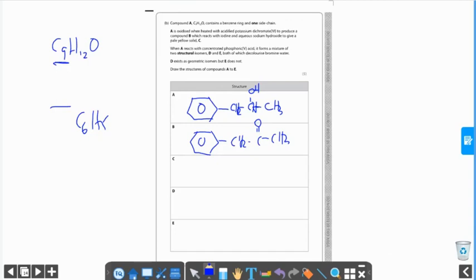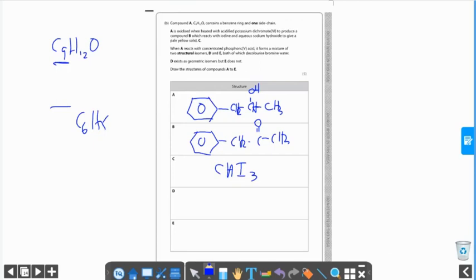Compound B reacts with iodine and aqueous sodium hydroxide to give a yellow precipitate, yellow solid C. The yellow solid C is iodoform, which is triiodomethane, CHI3, triiodomethane.